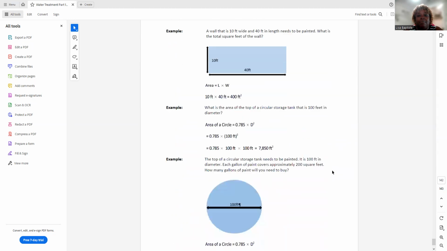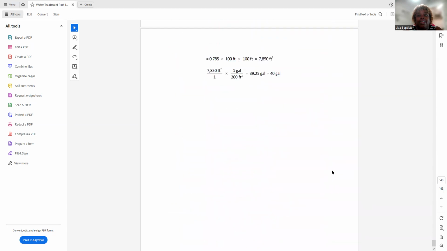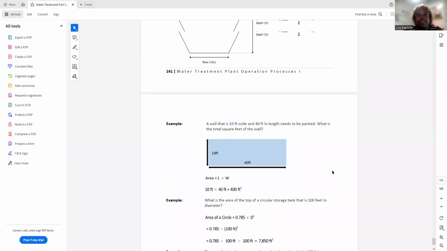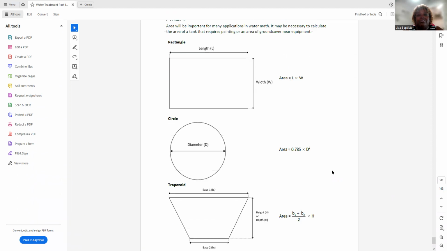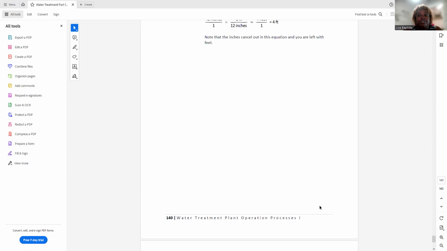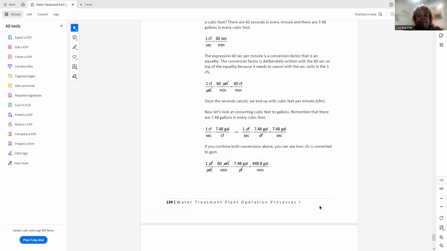And then there are examples of calculating our areas, because when we're talking about water treatment, generally we are looking at different containers, and we have to look at the area of the container to understand how much water we need to treat, as well as certain treatment procedures. And so it's important to understand the area for that purpose.